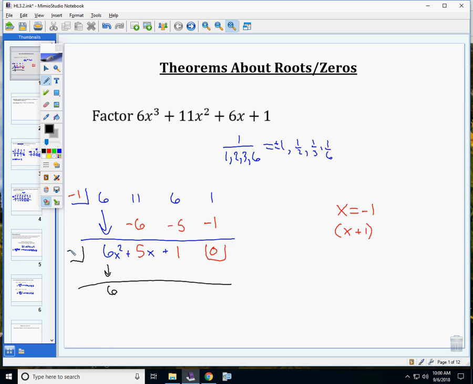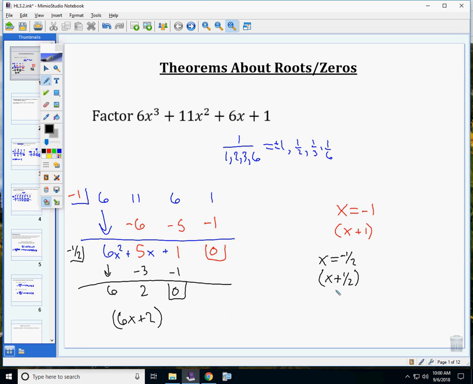So I'm going to try -1/2. So half of 6, that's 3. Add them together. Half of 2, that's 1. Add them together, I get 0. So that means x is equal to -1/2. So I would write a factor of x + 1/2. Now I'm left with this 6x + 2.